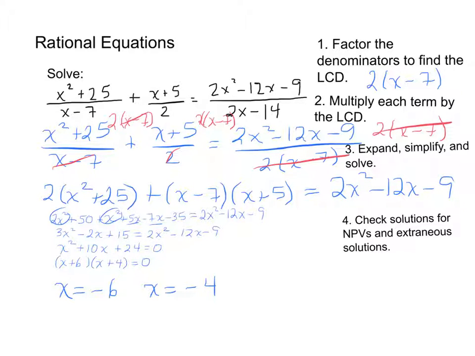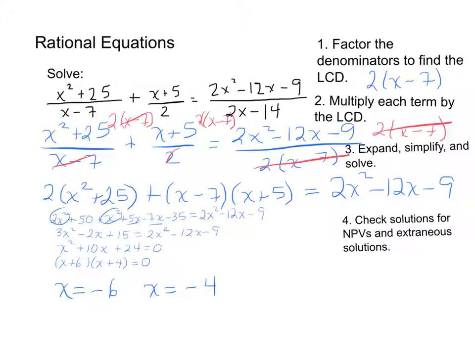I'm just checking to see, is one of my solutions a non-permissible value? Because if it is, I'm going to discard it. But it's not, so we'll leave that. And then we need to check for extraneous solutions. And we do that by taking those values that we got, x equals negative 6 and x equals negative 4, and filling them into the original equation to see if it works out.